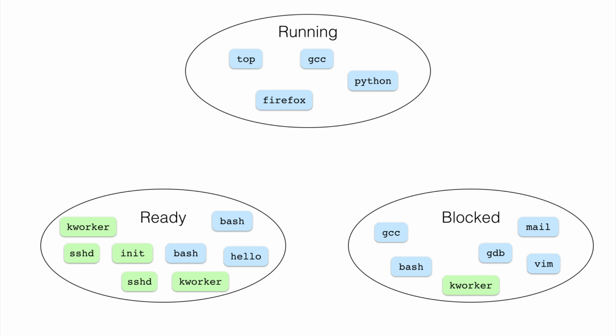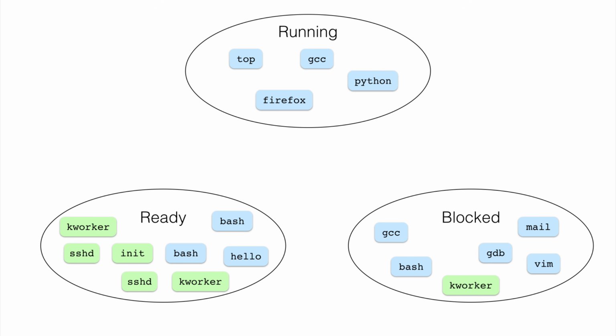Finally, there will be other processes that are waiting for an event to occur. For example, they might have made a read call and are waiting for data to arrive, or they might have explicitly called sleep and are waiting for a timer to expire. These processes are in a blocked or sleeping state.